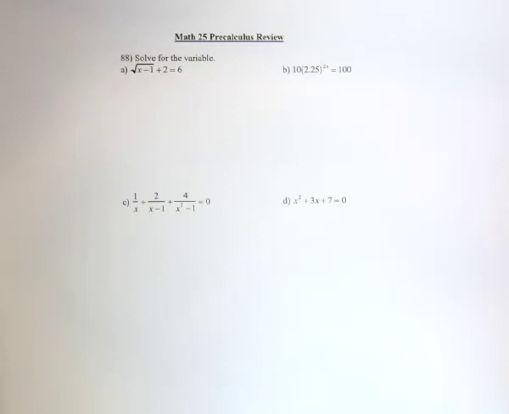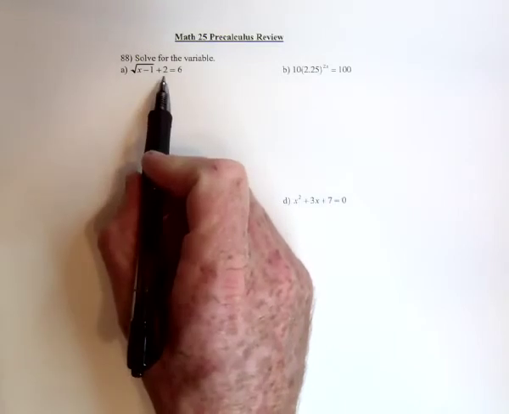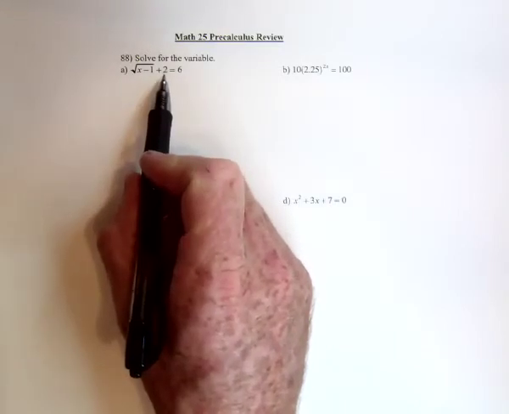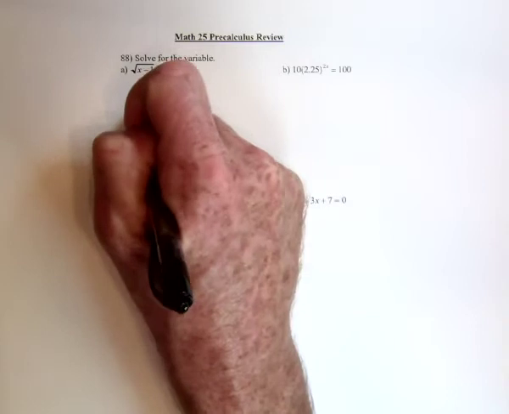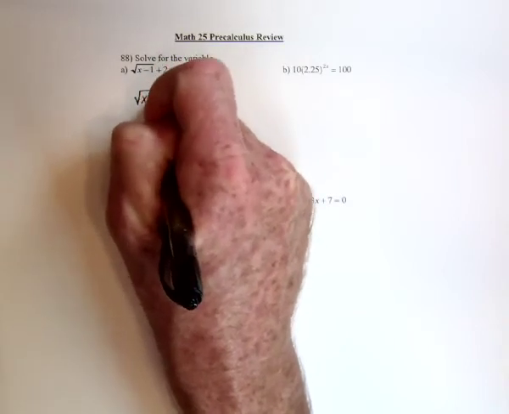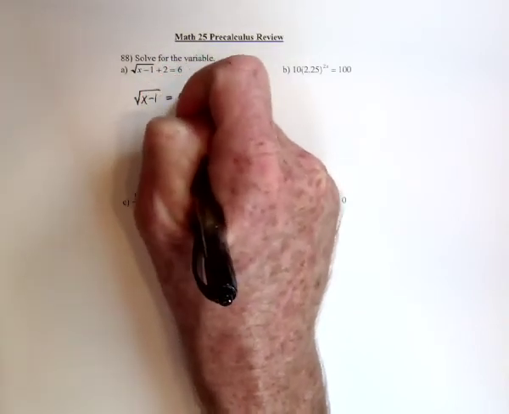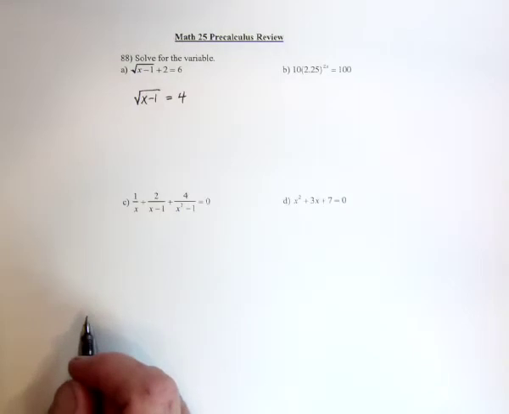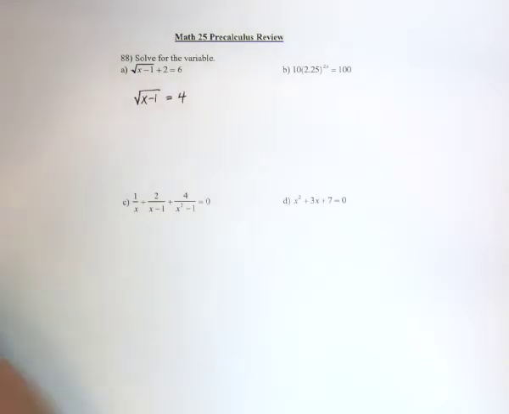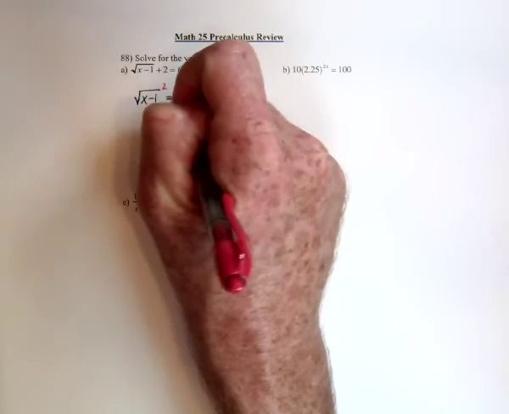Well, here's a good mixed review of solving equations. With this one, the first thing to do is get rid of this 2 so we can isolate the radical. So square root of x minus 1 stays on the left-hand side. When you subtract 2 from both sides, the right side would have a 4. Next, square both sides.